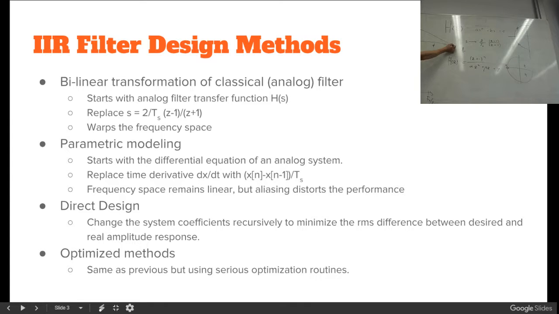And basically, infinity maps to the sampling rate over 2. So it has some serious warping of the frequency axis. It's not quite linear. It goes here, very small ticks of the original. But anyways, that's one method of making a discrete time IIR filter, which has an analog counterpart.